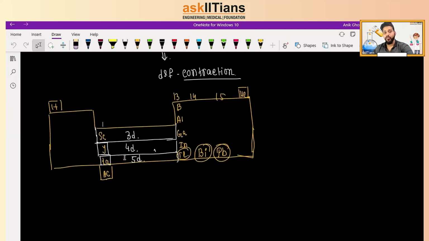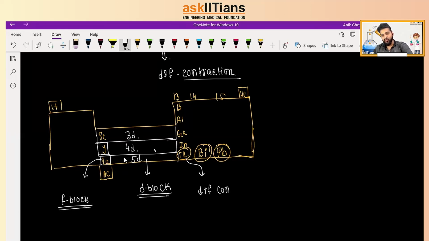As they are the last element of the group, how is that going to affect them? See, as you can see, there are F block elements here. Lanthanoids are F block elements, correct? And these are the D block elements. So this thallium over here is a victim of D plus F contraction. It's not only one contraction anymore. Thallium, bismuth, and lead are experiencing D plus F contraction. D contraction is there anyway, but F contraction is also getting added in there.